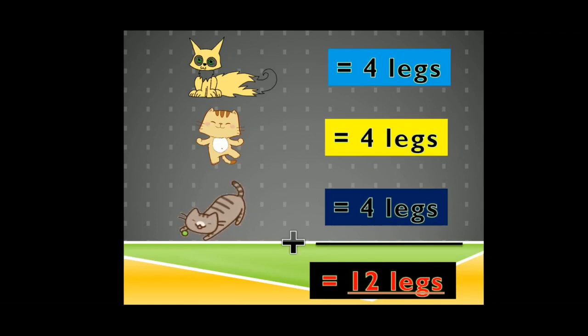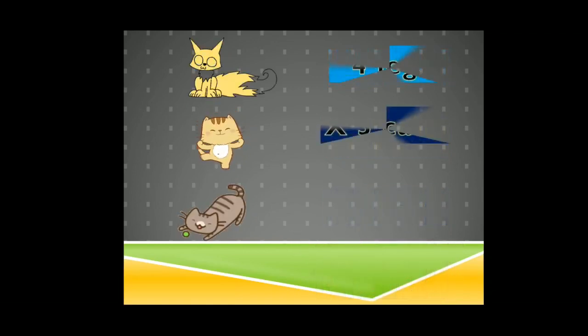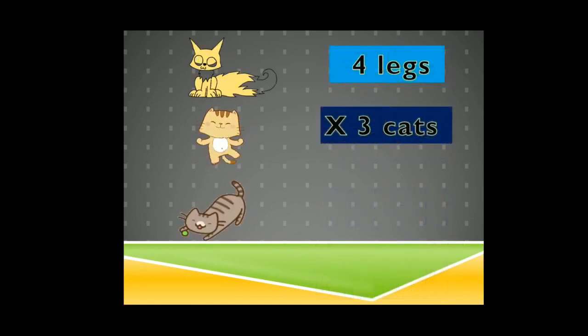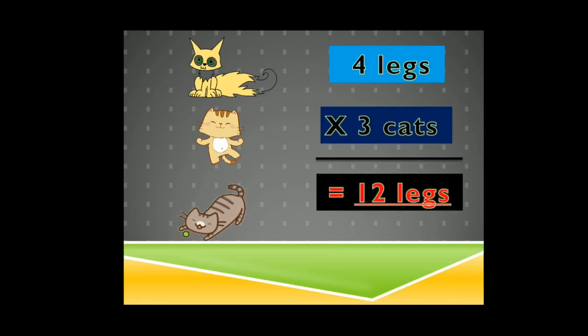Let's see the other way. So here you can see that there are 3 cats with 4 legs. And when we use multiplication table, multiply 4 into 3, we get 12. That is 12 legs.